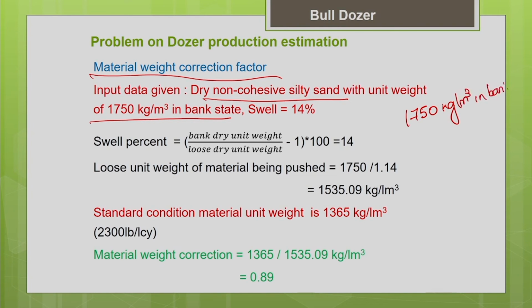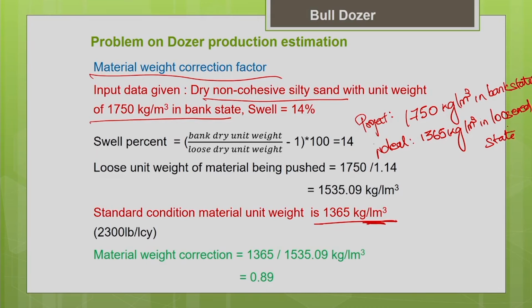So, this is your actual project, but the productivity value we have chosen from the curve is for the ideal condition where the soil density is 1365 kg per meter cube. So, it is in loosened state, loose meter cube. So, I need to compare both so that I can apply the correction factor. So, we can compare both only when the volume is in the same type of measure, but one volume is in bank state, other volume is expressed in loosened state. So, let me convert this bank state into loosened state so that I can compare it.